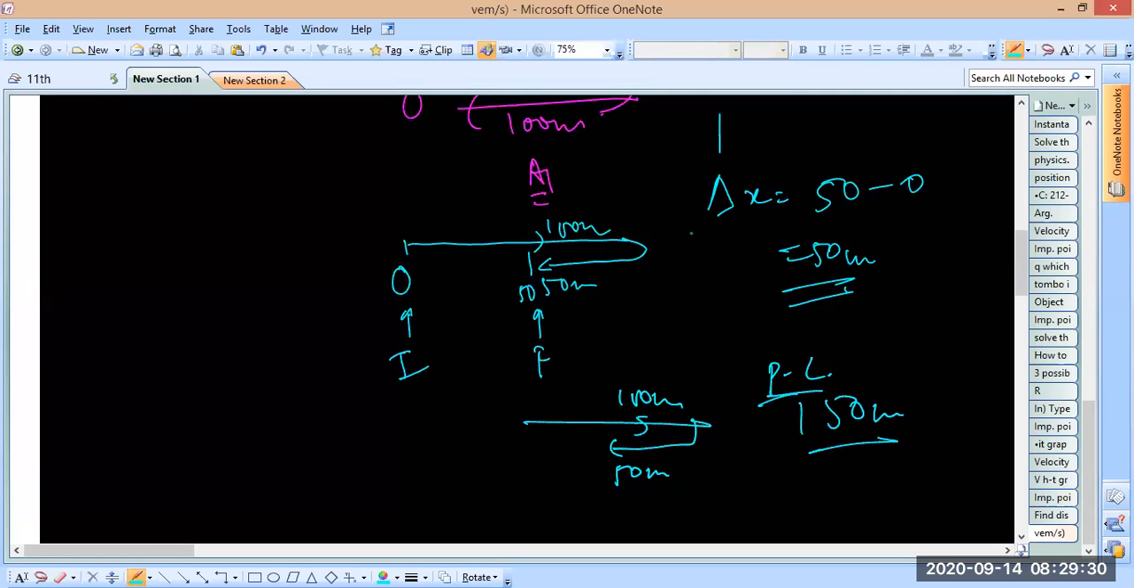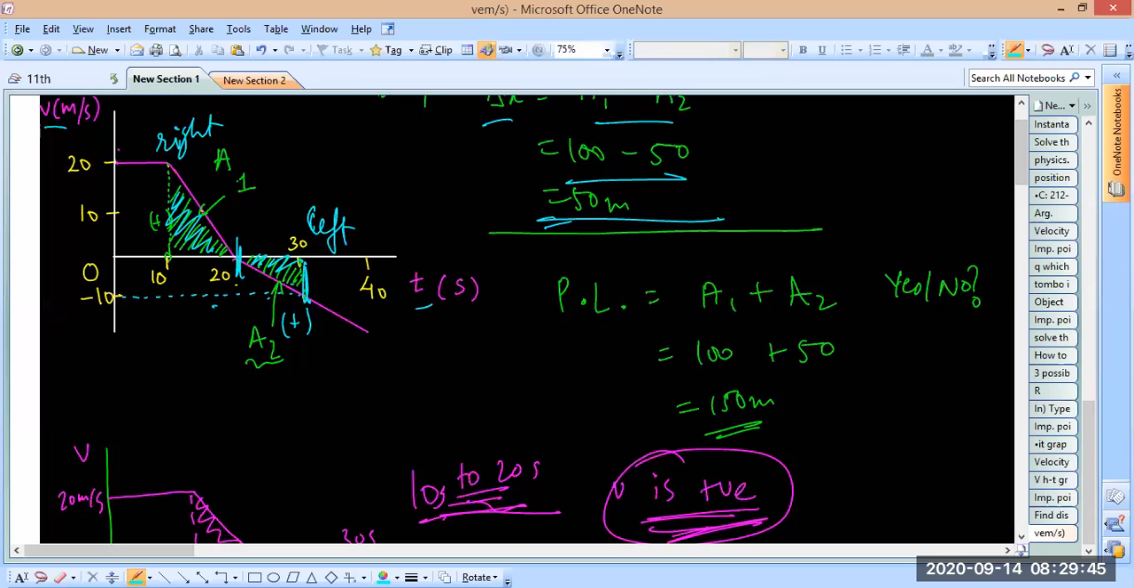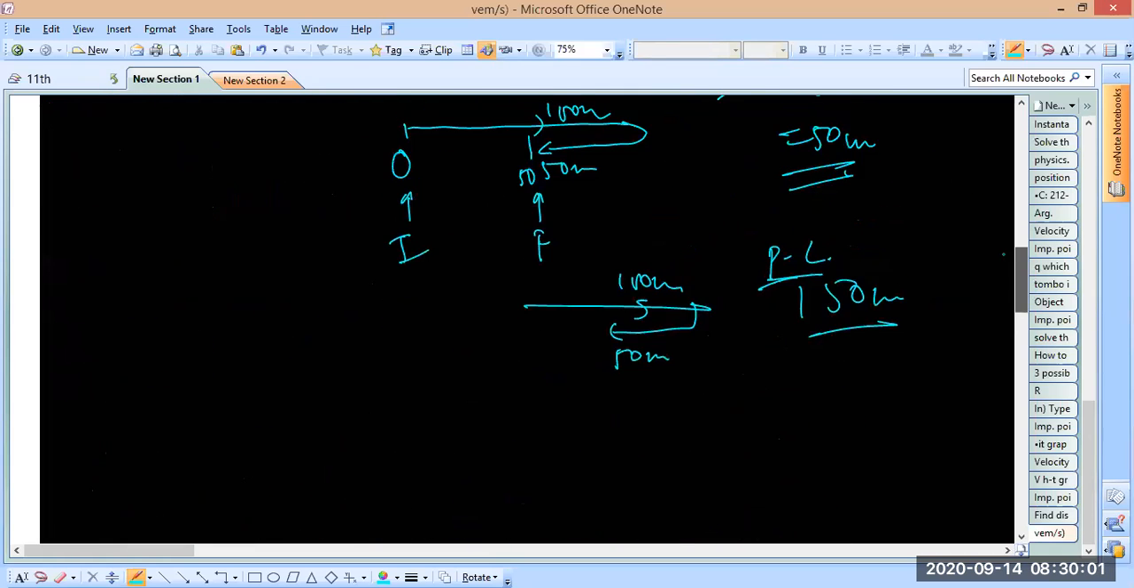Hopefully you have understood this slightly better now. This is still not the proof, but hopefully you understand what's happening over there. Why are we taking this area as negative in this case for displacement? Because this is towards the left side and this is towards the right side. Over here, path length is a scalar, it has no direction, so you just have to add. I hope that makes sense.